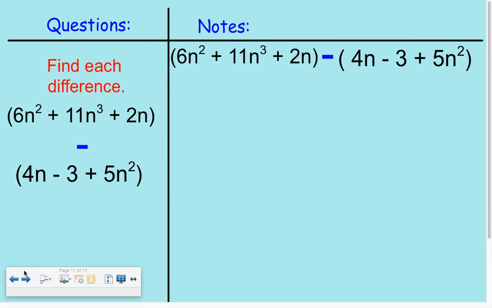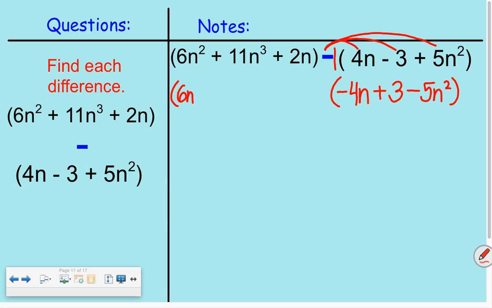All right, so same thing, another one where it says find the difference. So we are subtracting. So I'm going to start by distributing that negative sign to every term in my second polynomial. So negative 1 times 4n is negative 4n. Negative 1 times negative 3 is positive 3. Negative 1 times 5n squared is negative 5n squared. Bring down my first parenthesis, and put addition in the middle.